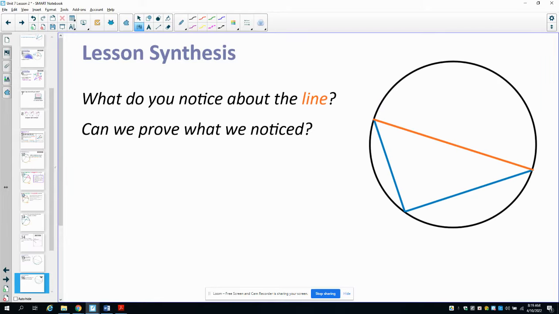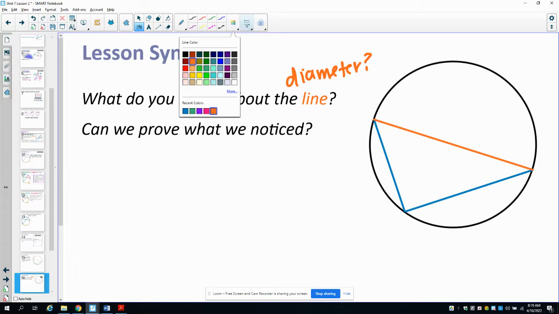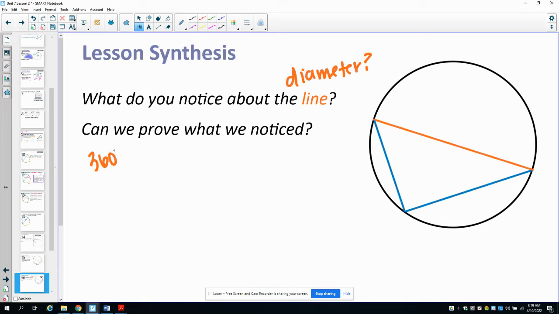All right, so what do you notice about the line that you drew that connected it? Did you notice it looks sort of like it cuts the circle in half, like it might be a diameter? Could that be a diameter, and can we prove that it's a diameter? A diameter certainly cuts a circle in half, right? The total of a circle is 360 degrees, so a diameter is going to cut it into 2 180-degree arcs. So do we have that happening here?